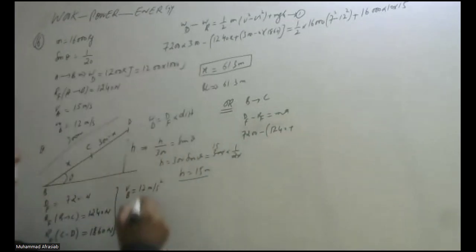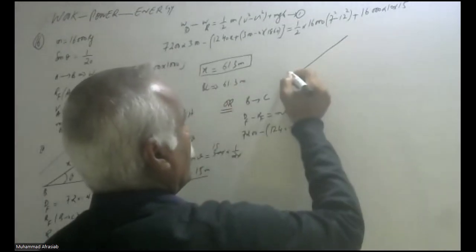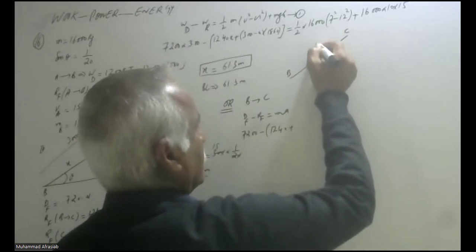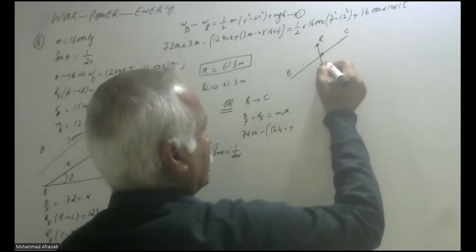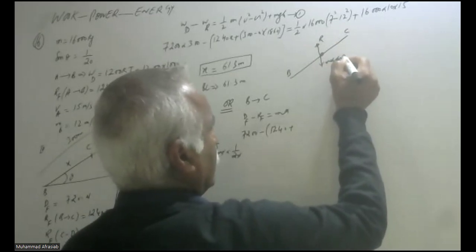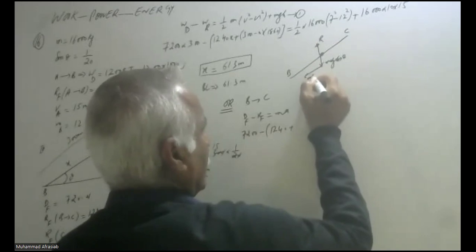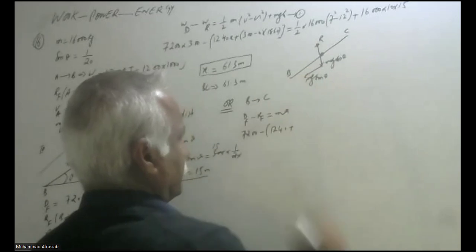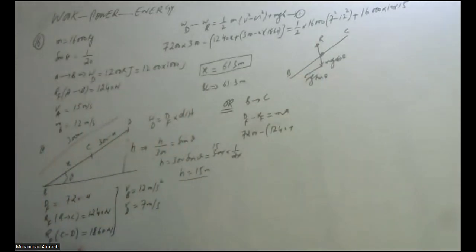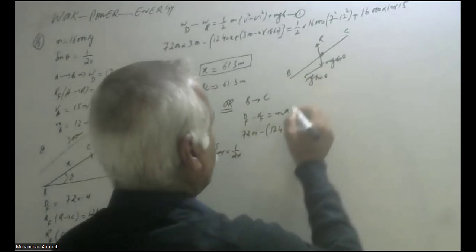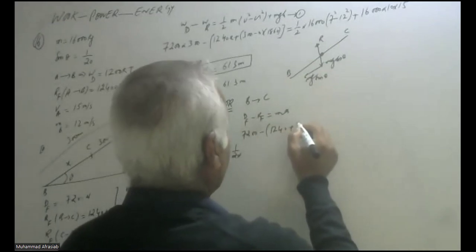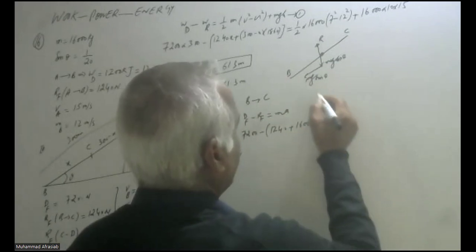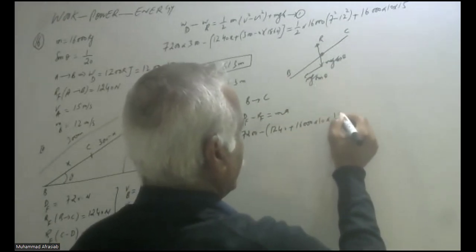plus, because we know that when it moves from B to C, this is the component of the weight. So mg sine theta is also acting in that part, where m is equal to 16,000, g is 10, and sine theta is 1 over 20.